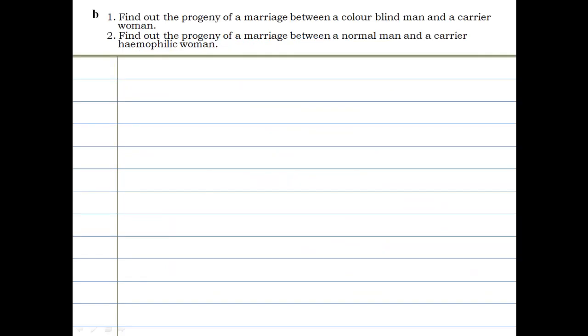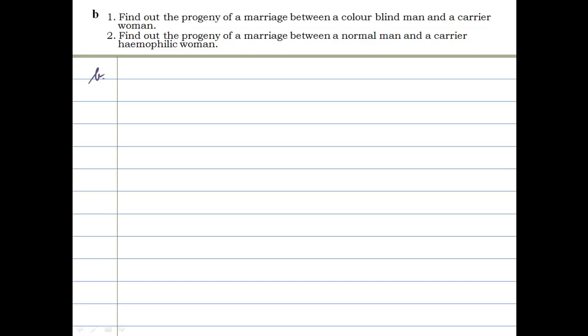Moving on to part B. This says, find out the progeny of a marriage between a colorblind man and a carrier woman. Now, whenever it comes to colorblindness and hemophilia, we are talking about X-linked traits. That's where our chart has to have X and Y in it. Any other crosses, we simply use the letters based on the trait.